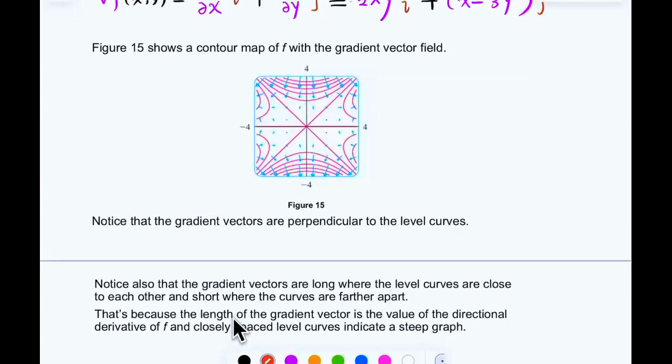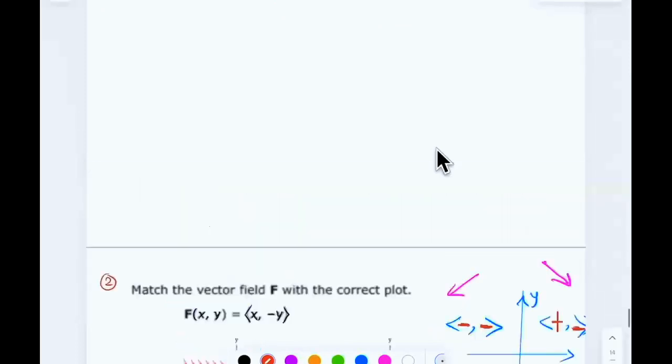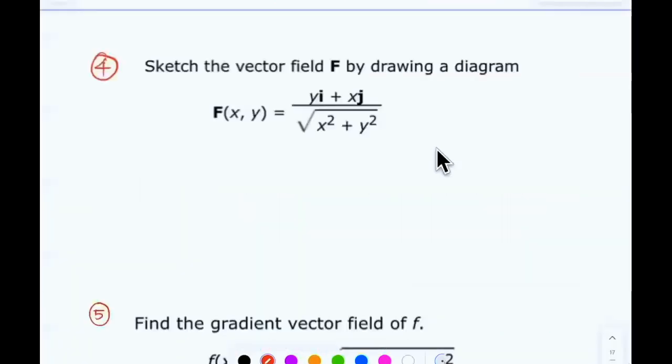So, remember the directional derivative of f? The magnitude of that is the length of the gradient vector. Okay, so we're actually done with this section. Would you like to try some examples? Okay, let's try number 4. Can you guys try number 4? This one has a lot of pieces.